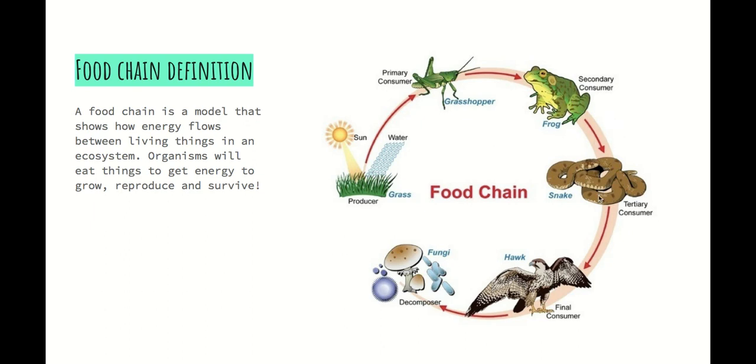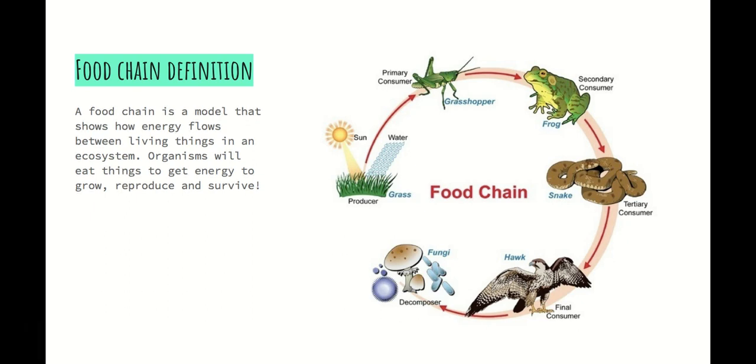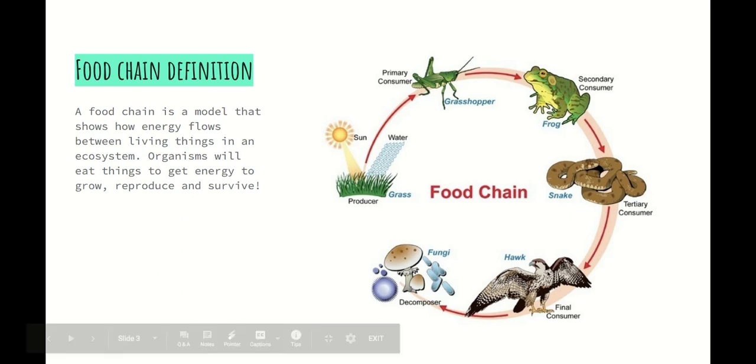Now, next is the tertiary consumer. This is the snake, which is only a carnivore. It only eats meat, and in eating meat, it eats the frog. And then what eats the snake, the animal at the top of the food chain, is this hawk. And it just kind of goes in a cycle like this.